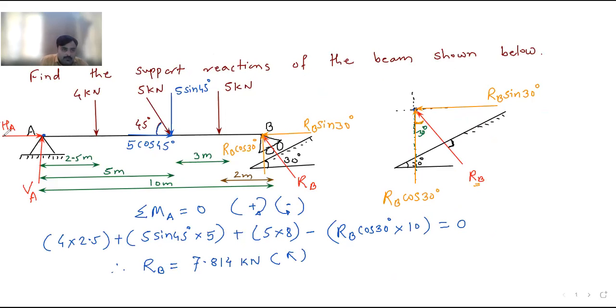See if I drop a perpendicular from here, okay, and if you drop a horizontal from here, so this will become a parallelogram. Now your resultant is like this. Okay, your resultant will be like this.